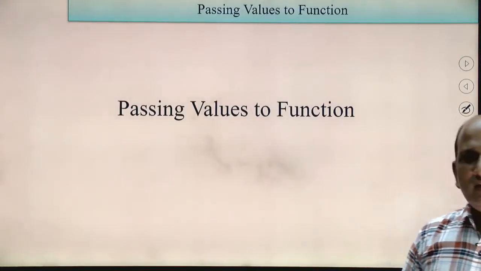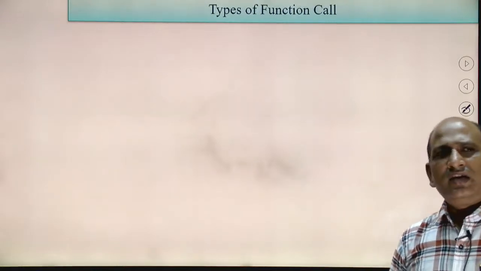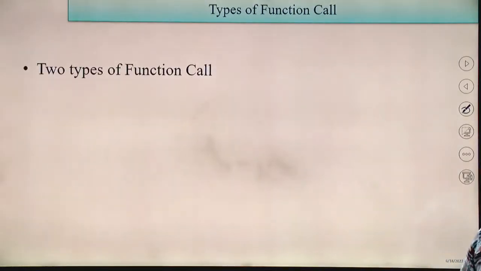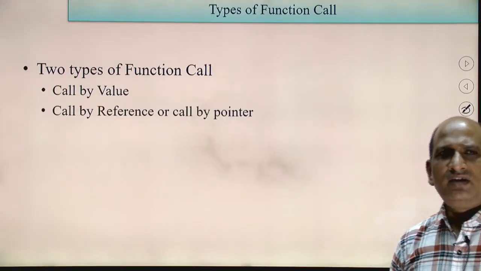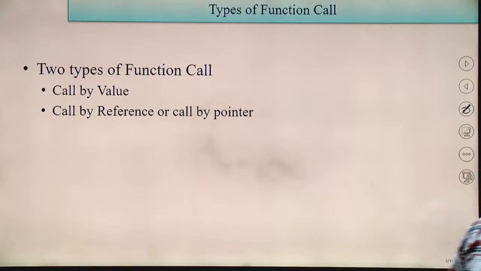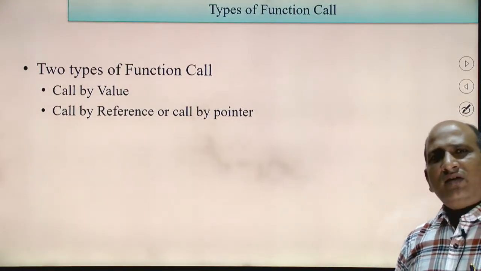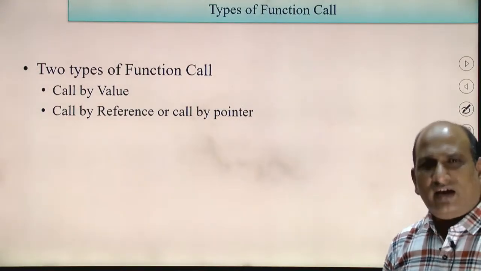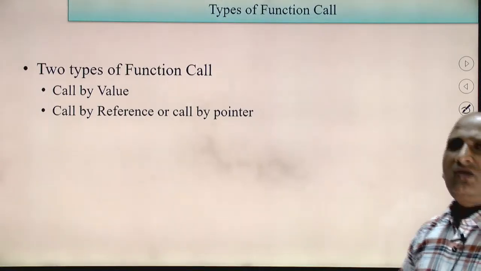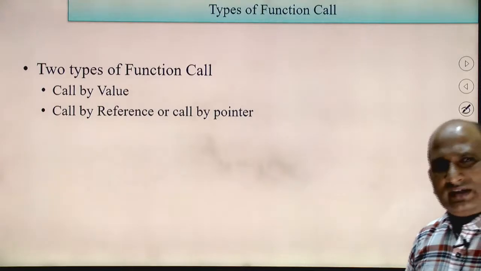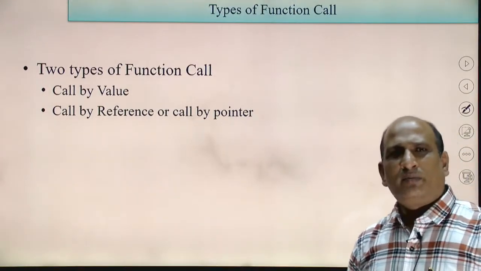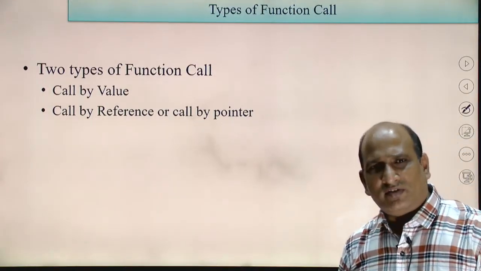To pass values to a function, there are two mechanisms, two ways. The first one is called call by value and the second one is called call by reference. In call by value, we pass the value of the actual parameter during the calling of the function, and in call by reference, we pass the address of the actual parameter during the calling of the function.